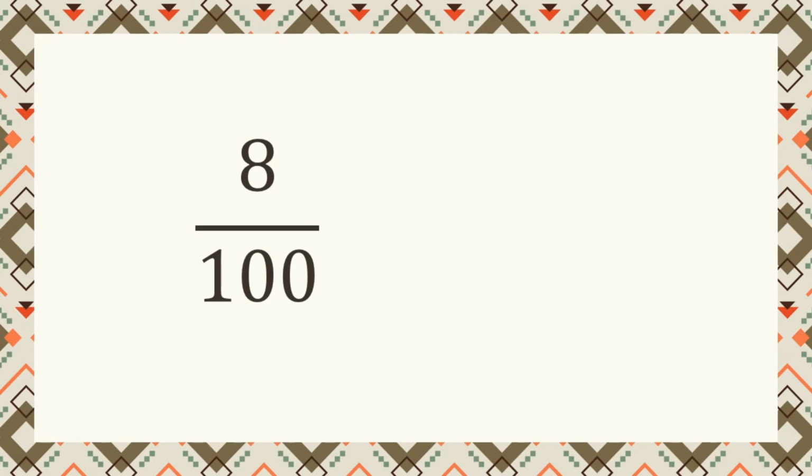Next is 8 over 100. Again, we have the denominator 100 and 100 has 2 zeros. Therefore, we have 2 digits after the decimal point. When we change 8 over 100 into a decimal number, the answer is 0.08 or 8 hundredths.